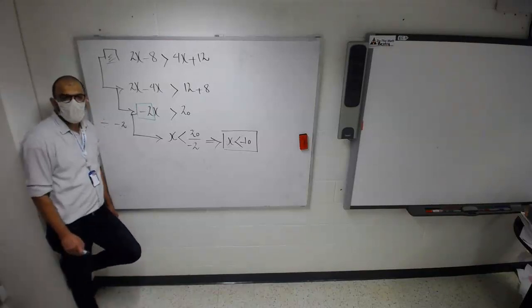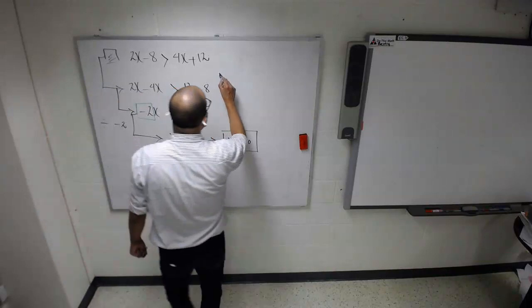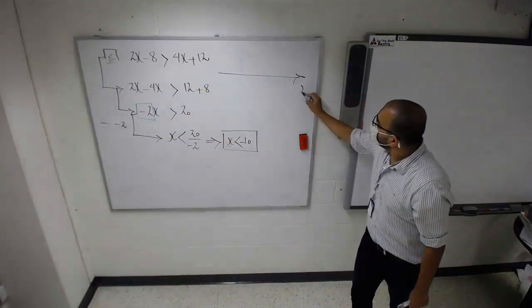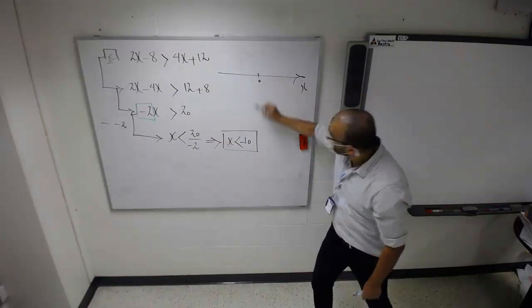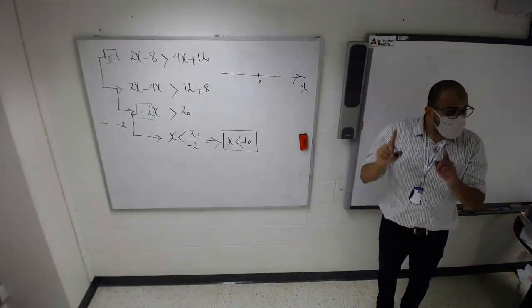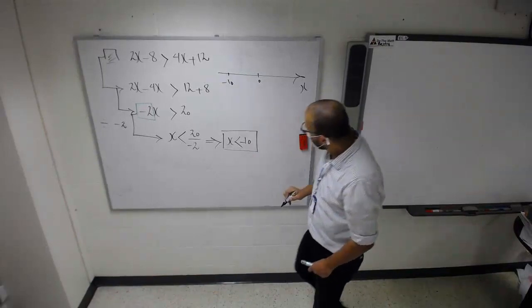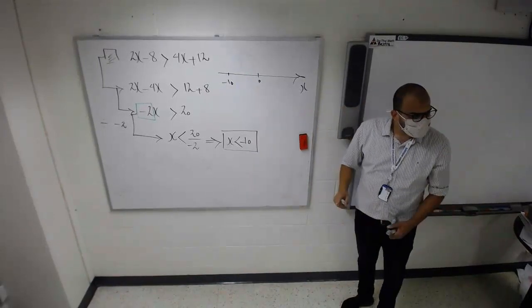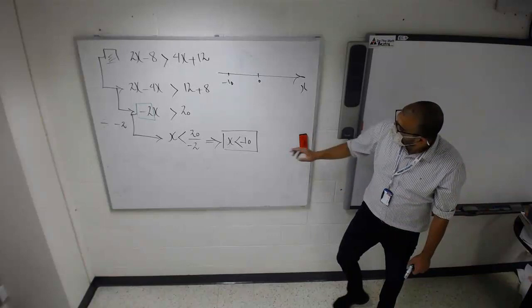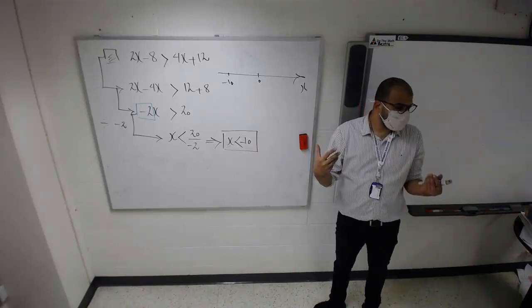Now, you want to also visualize it. You put the x-axis there. You put the 0 over there. You highlight the point, which is minus 10. And you know, guys, look at this one. Everyone, please listen. X is less than minus 10.